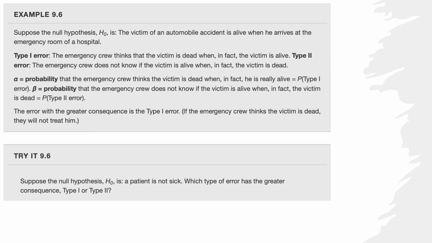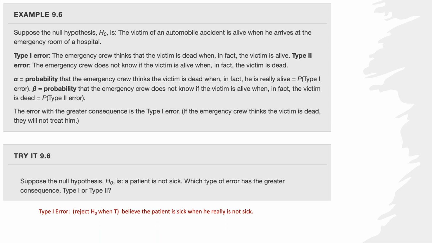Clearly, the error with the greater consequence is a type 1 error. If the emergency room crew thinks you're dead and they don't treat them, you could have a whole bunch of problems. So suppose the null hypothesis is a patient is not sick. Which type of error has the greatest consequence? Type 1 or type 2? Little stop and start here.